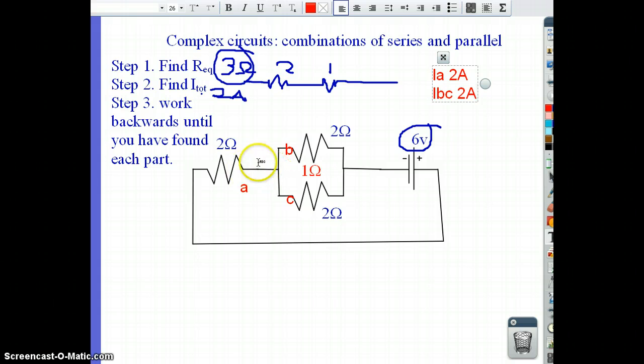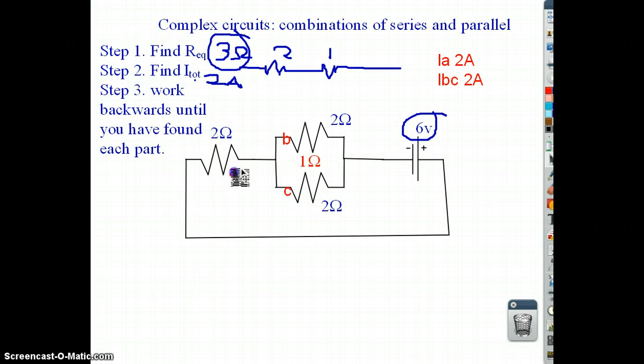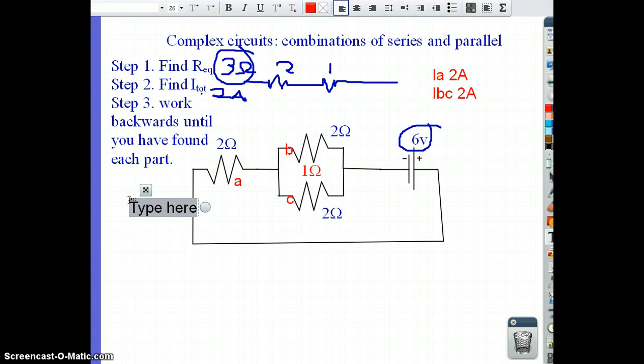Now at this point, let's solve for voltage of A, because right now we know the resistance of A is 2 ohms, it's written here. The current through A is 2 amps. Let's find the voltage of A. V equals I times R. So the voltage of A is going to be I times R, so 2 times 2, that's 4 volts. So A, we've covered all the bases on A.